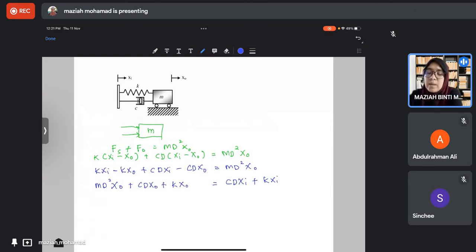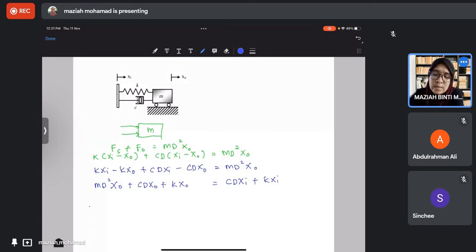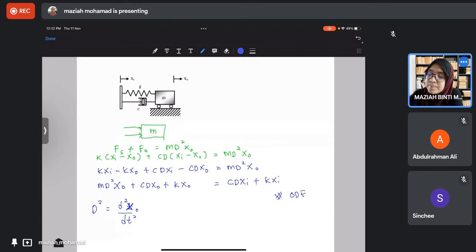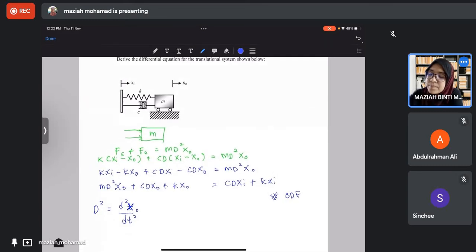So we can see here m d squared. The d squared here represents d squared x over dt squared. So it's already in the ODE because d is the differential operator. Okay, so here is our ODE.